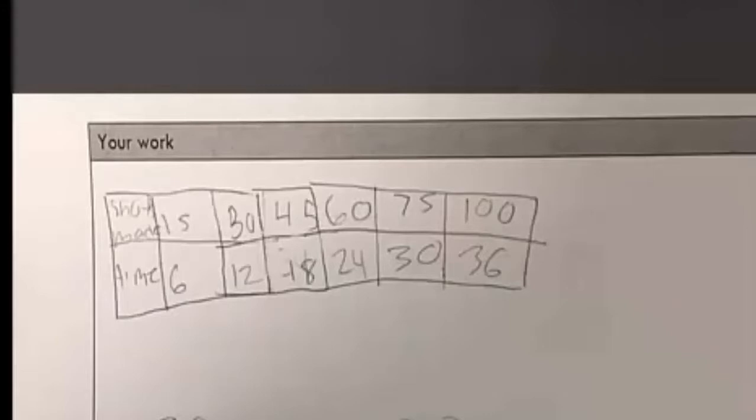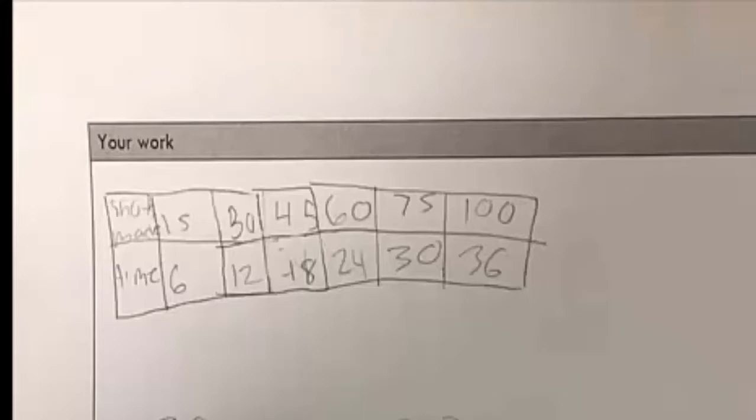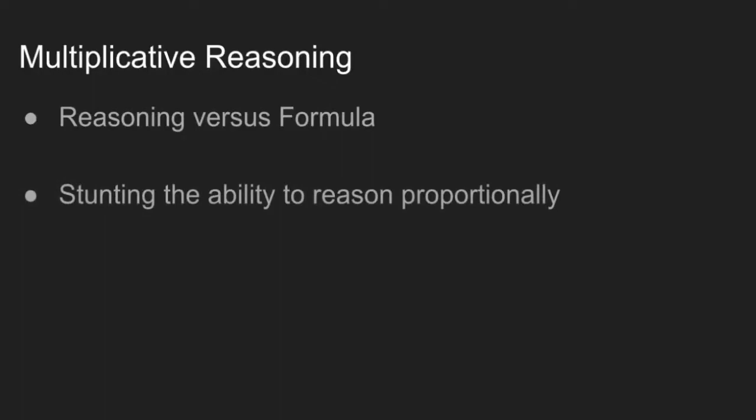Yes. Take a look at how this student is using the ratio table to make sense of the relationship between the quantities. According to John Van de Walle, instruction that focuses on reasoning rather than a formula can have an effect on a student's ability to reason proportionally, which begins early with multiplicative reasoning. Focusing on the procedure of finding the missing value in a proportion encourages students to apply rules without thinking and causes the stunting of their proportional reasoning ability.